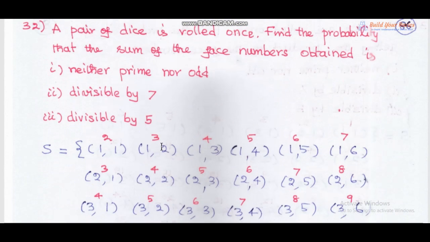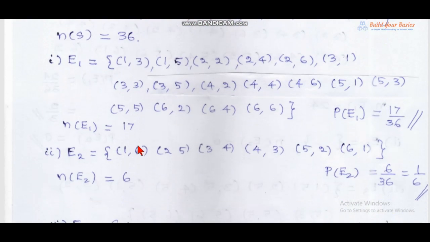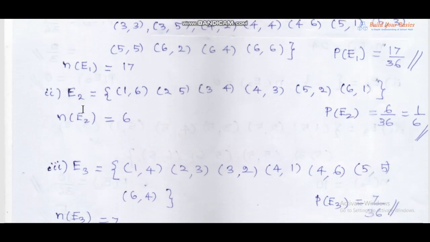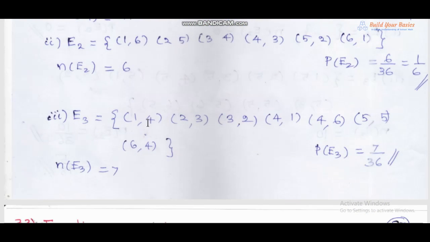Third subdivision, divisible by 5. So the event is E3: 1 4, total is divisible by 5; 2 3, total is divisible by 5; 5 5, the total is divisible by 5. So E3 consists of 1 4, 2 3, 3 2, 4 1, 4 6, 5 5 and 6 4. Number of elements in E3 is 7. So the required probability is 7 by 36. That's all.